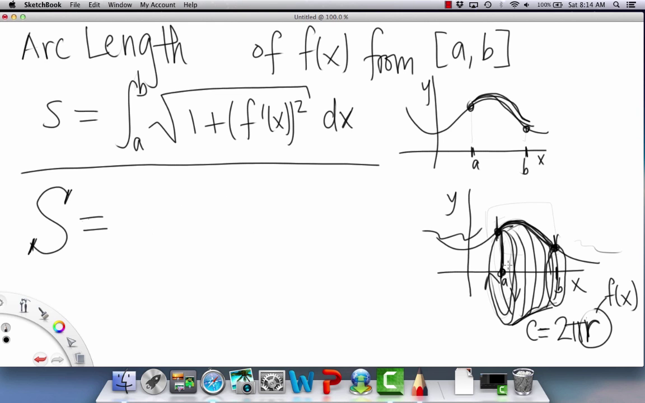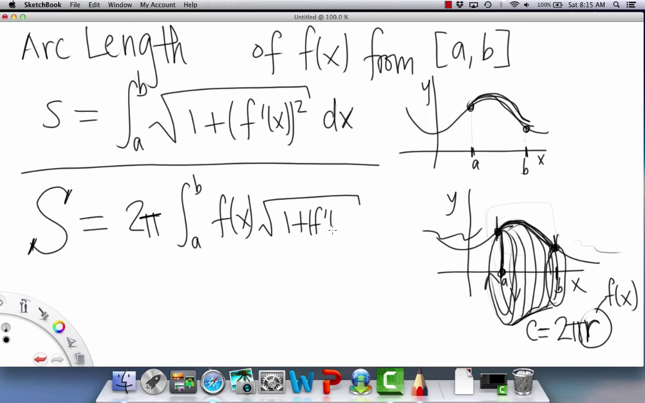So our surface area formula is actually going to be 2 pi, and this comes from the circumference formula. And then we're going to integrate from A to B our f of x. So that's like our r, right? And then this will look familiar from the formula on top, this is the formula for our arc length. Okay, so this portion right here takes care of adding up all of the circumferences of the little circles that we're going to be drawing or calculating. Okay, so this is surface area.